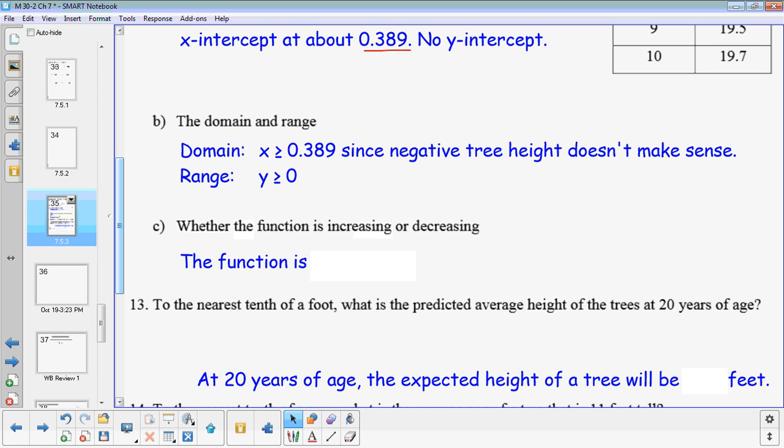And the y values are the heights of the trees. So again, those can't be negative, but we'll say they can be greater than or equal to 0. Or we could argue that, well, seed is planted underground. Is that a negative height? We just won't get into that. And this function, as you go from left to right, increasing or decreasing? Increasing because trees grow up. There we go.